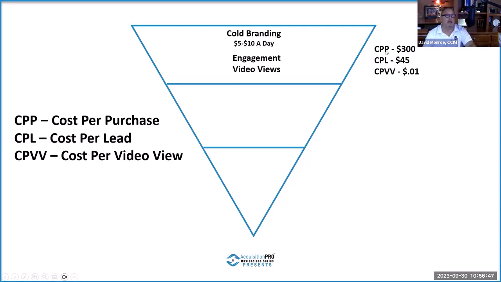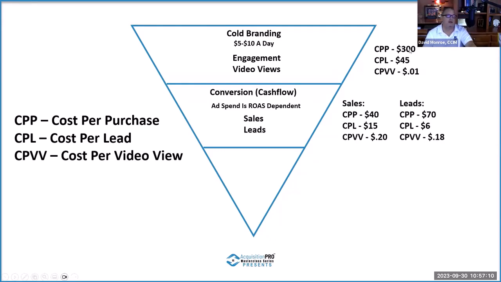So cost per lead and cost per purchase in your case might be that scheduled appointment. That can be the same as a purchase. So here it might cost you $300 to get an appointment, $45 to get a lead, 1 cent to get that video view to get the engagement. When we get to the conversion campaign, your cost to get an appointment and your cost to get a lead go way down, because now we're asking that ad network to optimize for a conversion event, for a lead, for a sale.